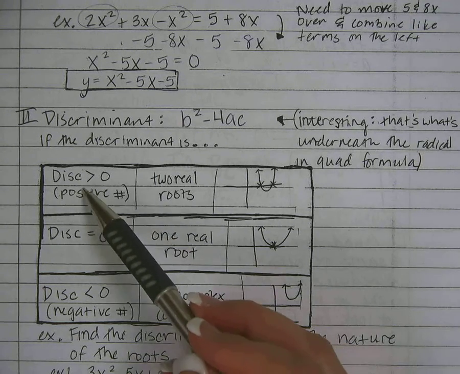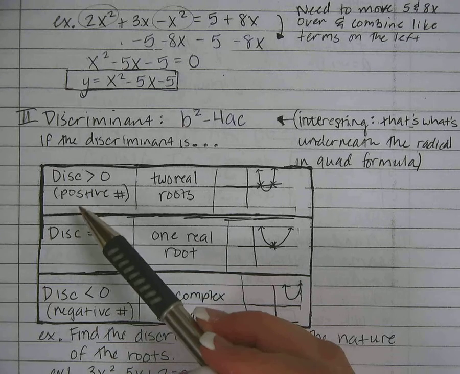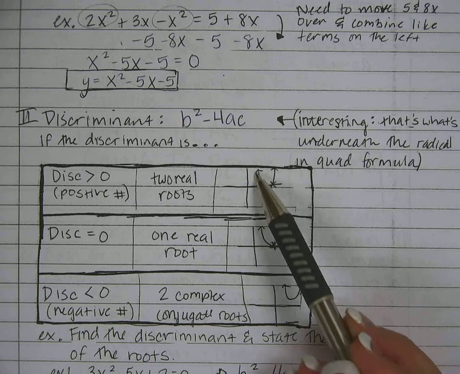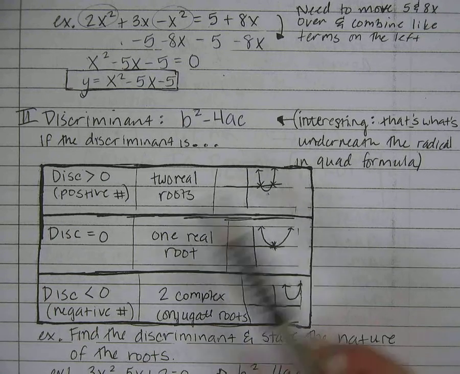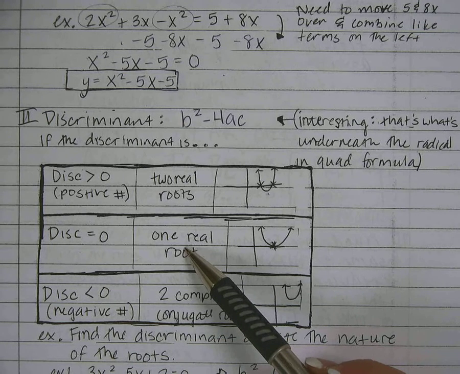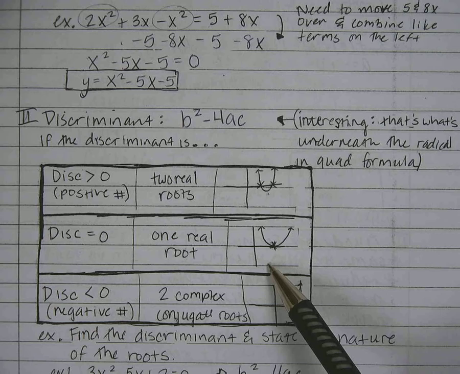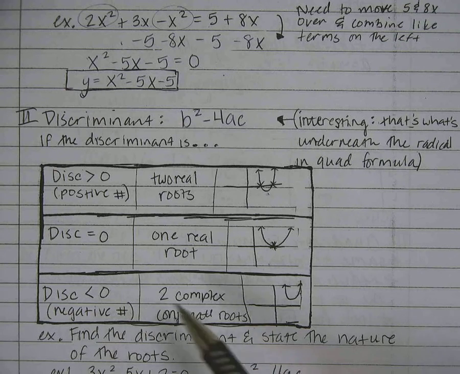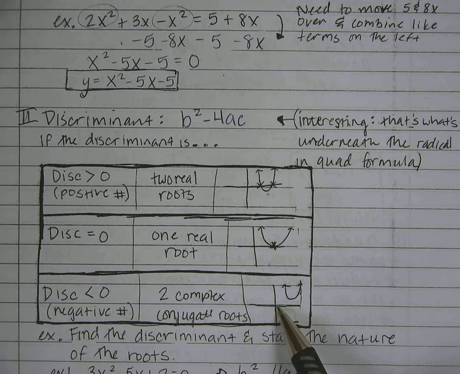First of all, if the discriminant is greater than 0, meaning it's a positive number, the parabola has 2 real roots. That means it hits the x-axis twice. If your discriminant equals 0, you have 1 real root, meaning it only hits the x-axis one time. And if your discriminant is less than 0, meaning you have a negative number, you will have 2 complex conjugate roots, and what that'll look like on your calculator on the graph screen is it won't even be hitting the x-axis because they're imaginary roots.